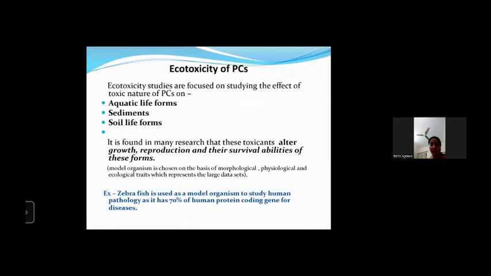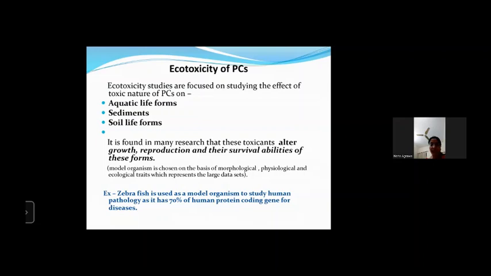So next comes the ecotoxicity of paracetamol. Ecotoxicology studies the effect of the toxic nature of these pharmaceuticals on aquatic life forms, on the sediments and the soil life forms. It is found in many research studies that these toxicants alter the growth, reproduction, and survival abilities of these life forms. These ecotoxicological studies are done with the help of model organisms, and the model organism should be selected on the basis of genetic, physiological, morphological, molecular, and ecological traits.